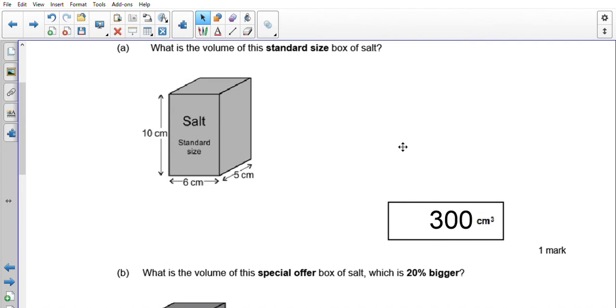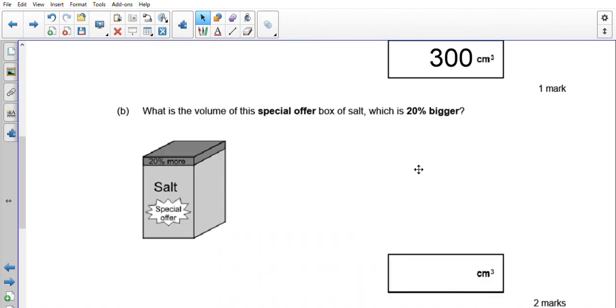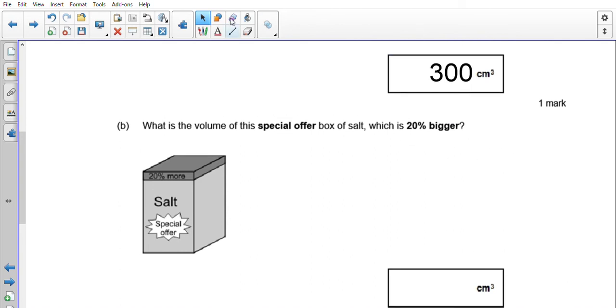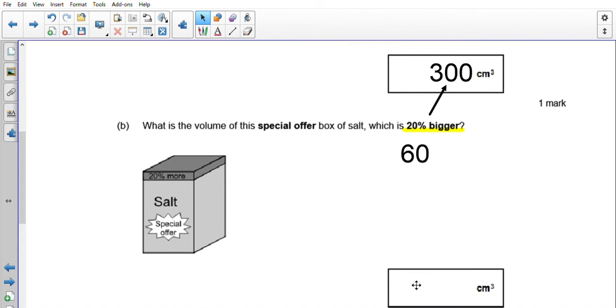And they've put the correct unit of measure, which is excellent. So what is the volume of this special offer box of salt, which is 20% bigger? All I need to do here is find 20% of 300. So 10% of 300 is 30, which means that 20% of 300 is 60, but then I need to add those two together, which is going to give me a total volume of 360 centimeters cubed. So percentages work with numbers, percentages also work with volume. It's exactly the same principle.